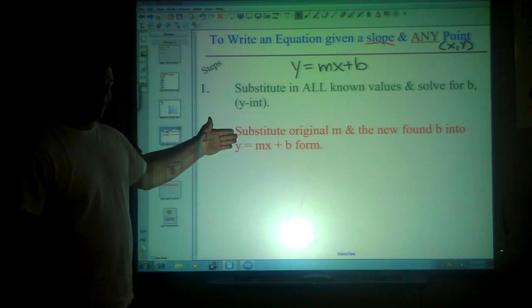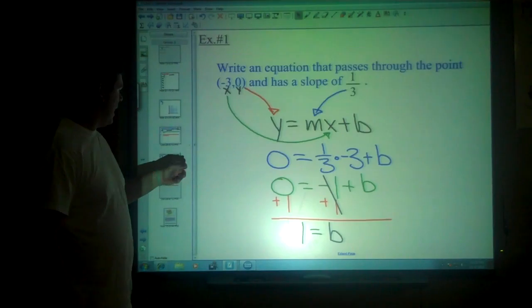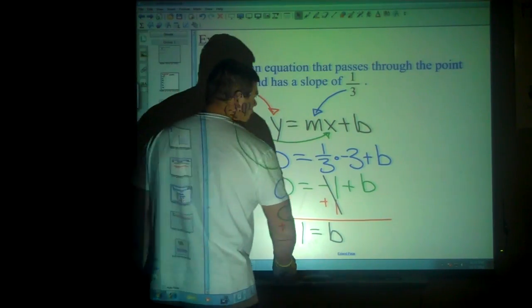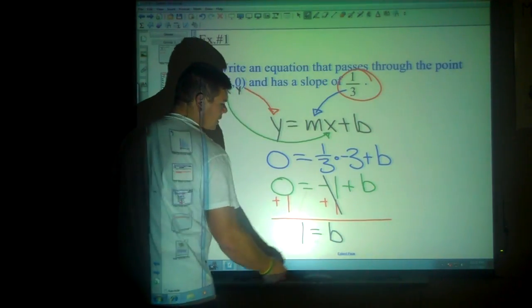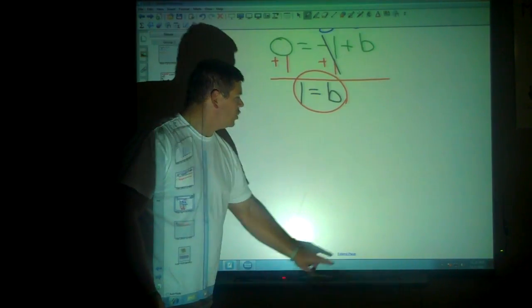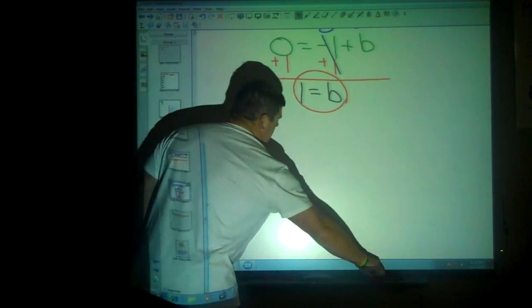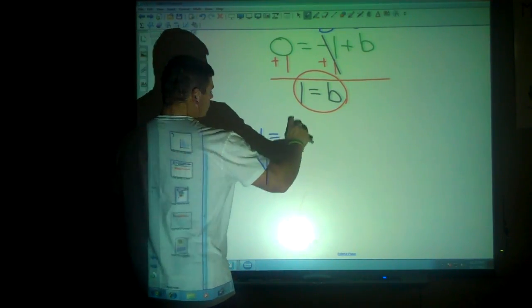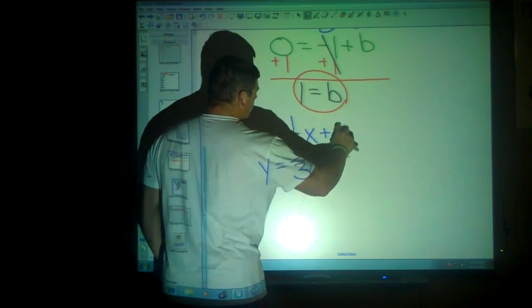Step number 2, I now have to write the equation. I have the two most important pieces of info. I've got a slope and a y-intercept. Writing the equation should be simple now. All I need to say is y equals 1/3 x plus 1.